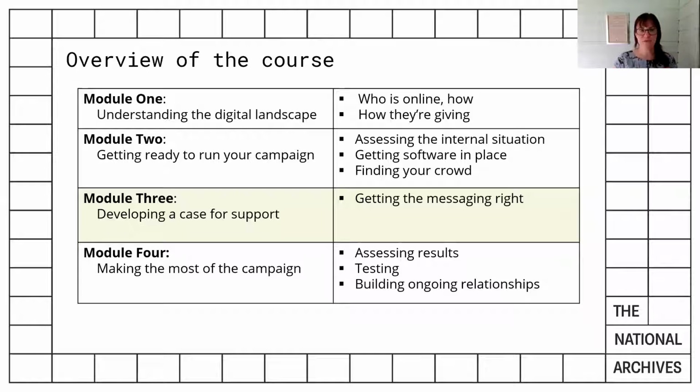And then module 4, where we'll finish off next week, we look at making the most of the campaign once you've got it. So we'll look at things like assessing the results. Can you build in any testing into any element of your campaign? And really importantly, once you've built your crowd, how do you go about building those ongoing relationships and those people potentially becoming longer term supporters for your archive?